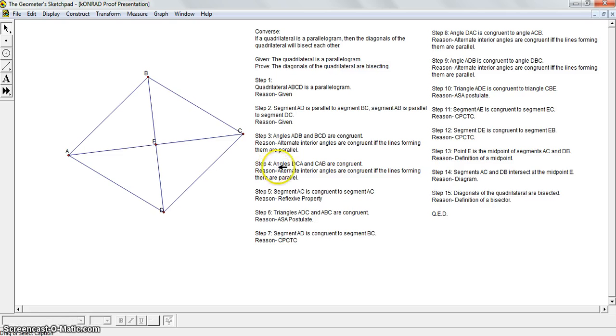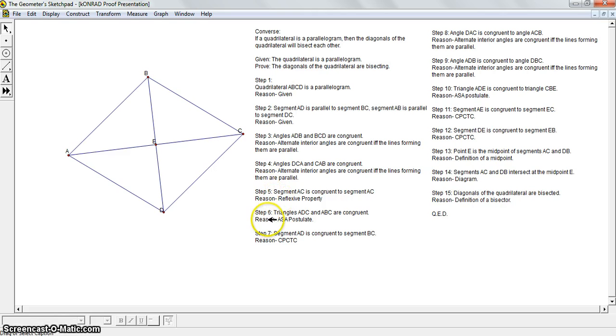Then we move on to step 4. The angles DCA and CAB are congruent, and those two angles are alternate interior angles. And the reason is the postulate, same thing with step 3. So now we move on to step 5. So segment AC is congruent to segment AC, and the reason is the reflexive property.